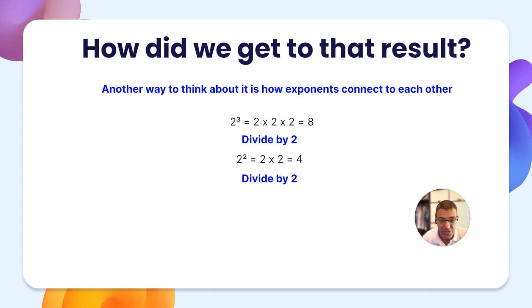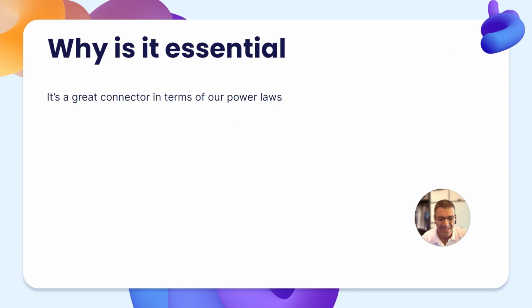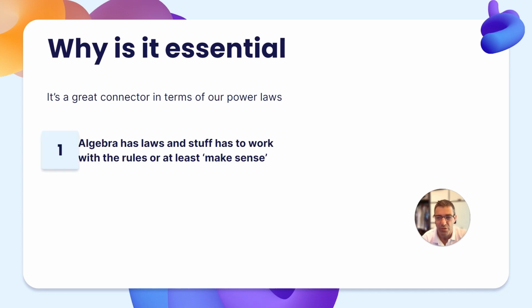Now, if you divide that by 2 again, you'll get 2 to the power 1, which is 2. And naturally, if you divide that by 2, you'll get 2 to the power 0, which has to be 2 divided by 2, which is 1. And so this works when you think about how exponents are connected to each other. So why is it essential? Well, it's a good connector in terms of your power laws.